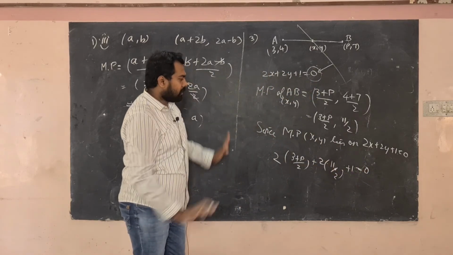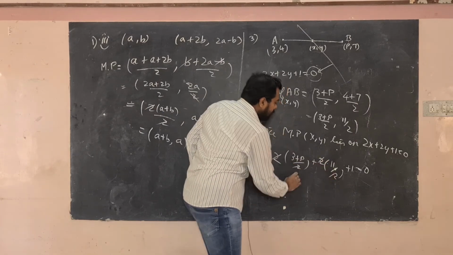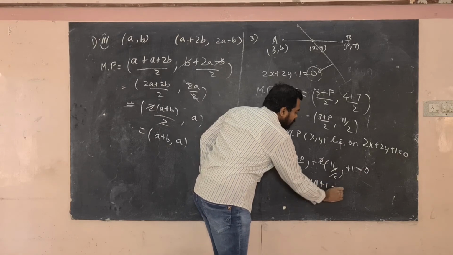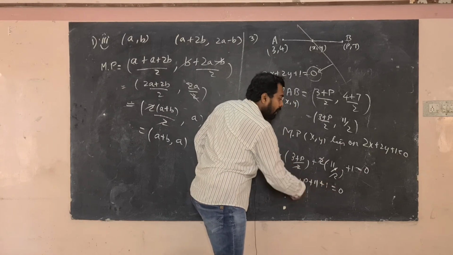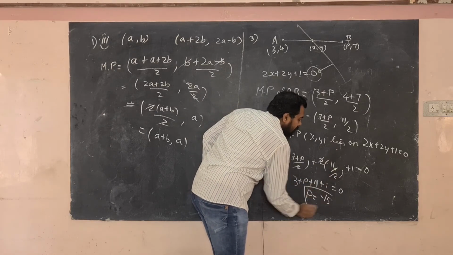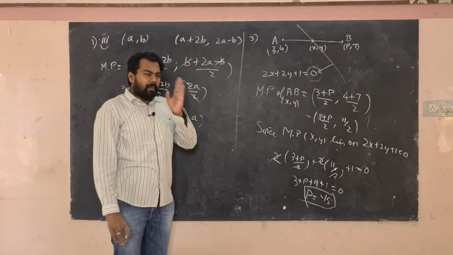The equation must be satisfied. So see here, 2 will get cancelled, 2 will get cancelled: 3 plus p plus 11 plus 1 equal to 0. 3 plus 11 is 14, plus 1 is 15. When that goes to the other side, the value of p is minus 15. So the value of p is minus 15.